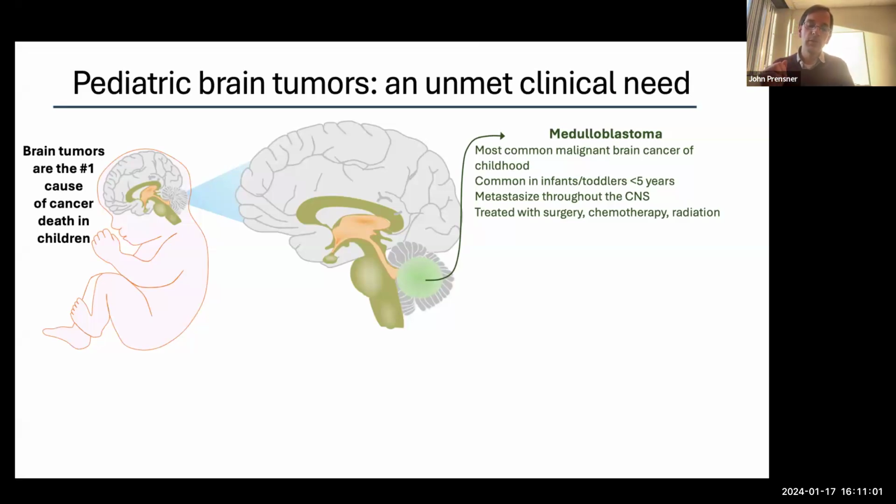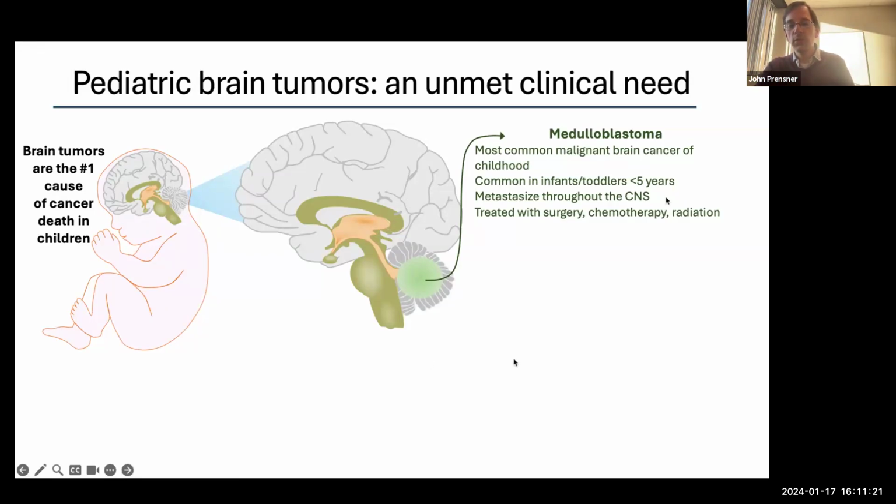And it's a highly aggressive disease. It can spread throughout the brain and spine. It can even spread in rare cases outside of the brain and spine, although that's quite uncommon. And as such, we really treat it with very aggressive treatments. We use surgery, we use chemotherapy, and we try to use radiation, except in very young infants as well.